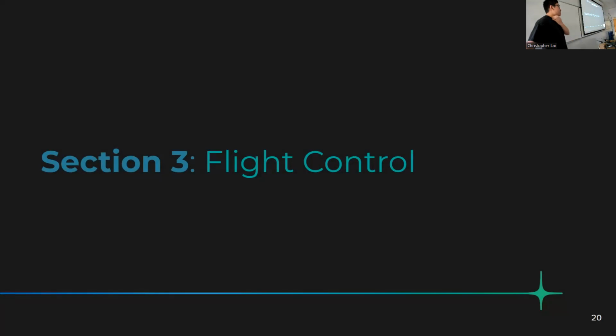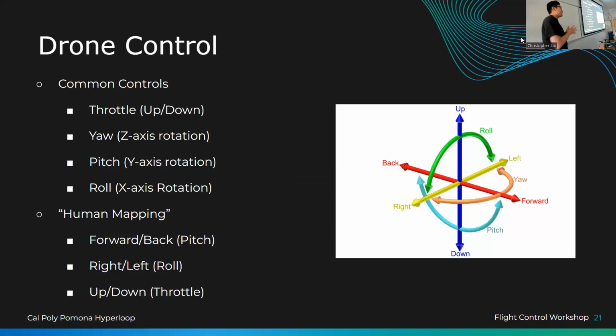Okay, now let's talk about flight control. This will go into how you can actually fly a drone and the things you need to know before you fly a drone. The first thing is the common control. So when you fly a drone, we'll use this terminology to determine where the drone goes. And I'll use this drone to demonstrate the flight controls.